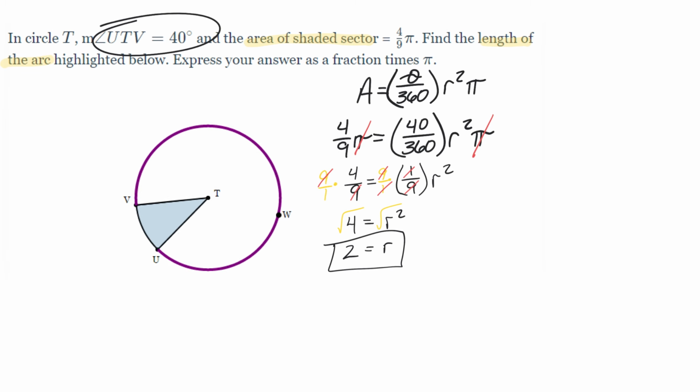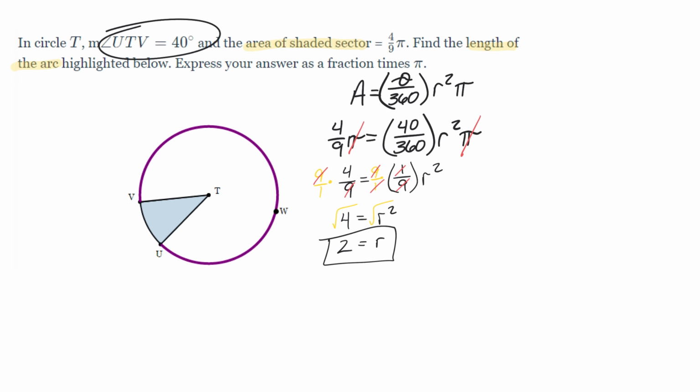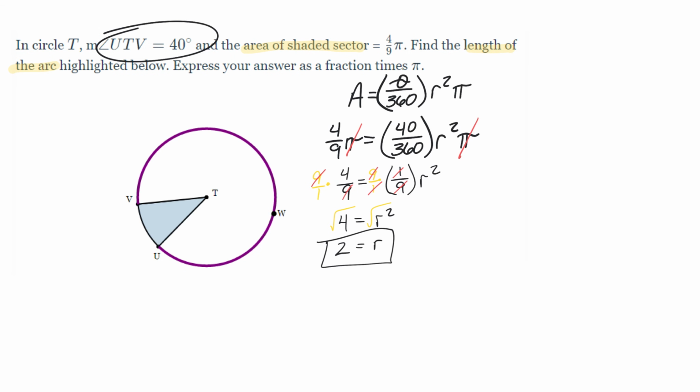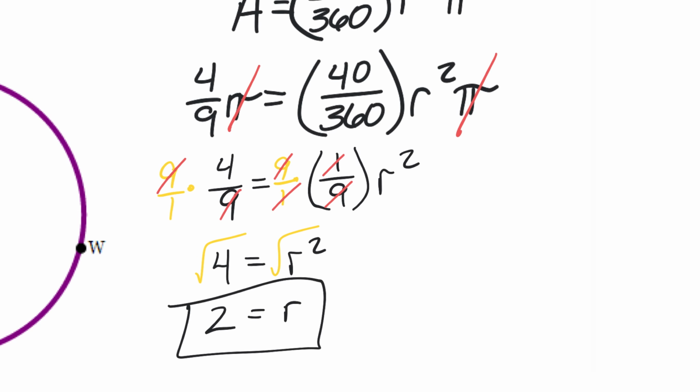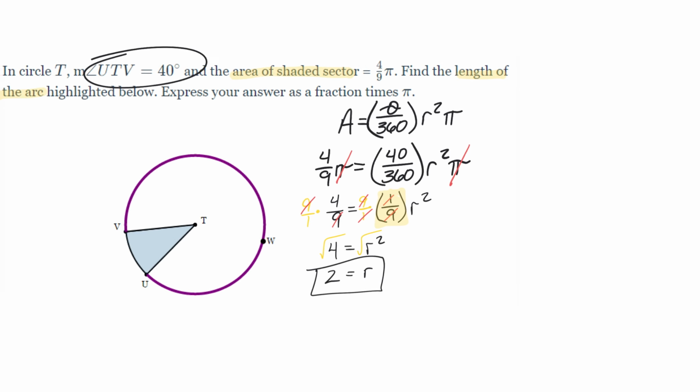There we go. So here's the thing that's nice. We were looking to find the arc length. Well, we can use the proportion. Remember, we solved for this proportion right here. We discovered that 40 degrees of 360 is 1/9 of a circle.